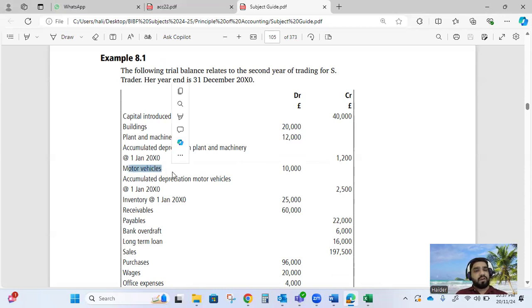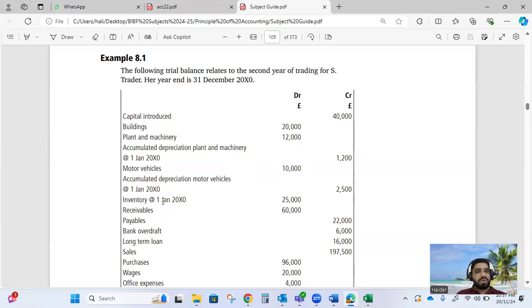Then we have the motor vehicle. This is a non-current asset and its cost is 10,000. However, its accumulated depreciation till this date is 2,500. So again, the same trick will be applied: the cost of the asset minus accumulated depreciation. If the method is diminishing, we will consider the remaining book value or net book value. Otherwise, if the method is straight line, we will use this information as the cost of the vehicle to calculate the depreciation. So we will see this later.